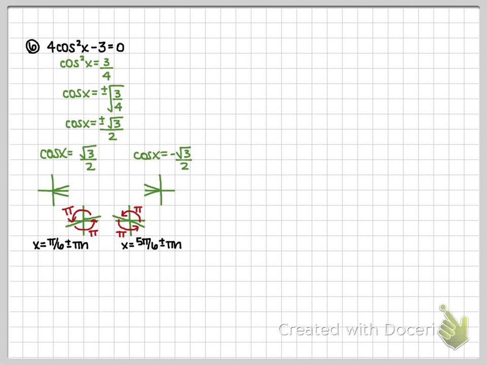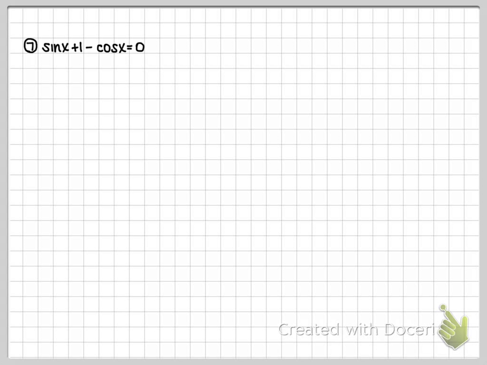Let's take a look at the next one. So here we've moved on to something definitely a bit more complicated. We've got sine x plus 1 minus cosine x is equal to 0. There are no identities that relate sine x and cosine x. If they were squared, yes, but they're not. So there's really not much we can do here. But if we square something, maybe there is.